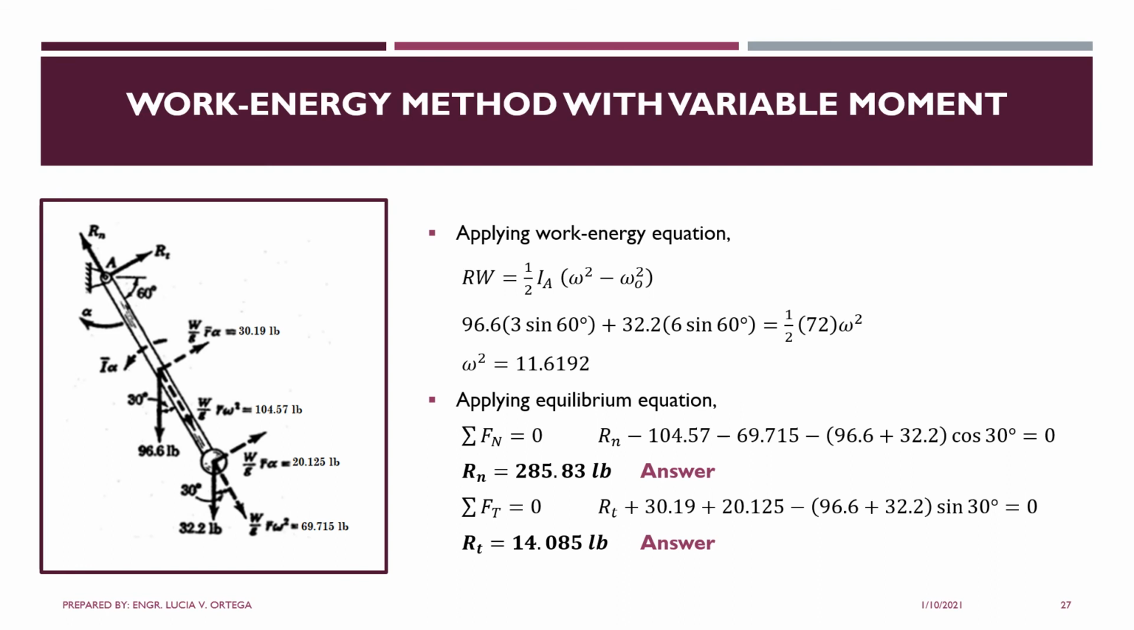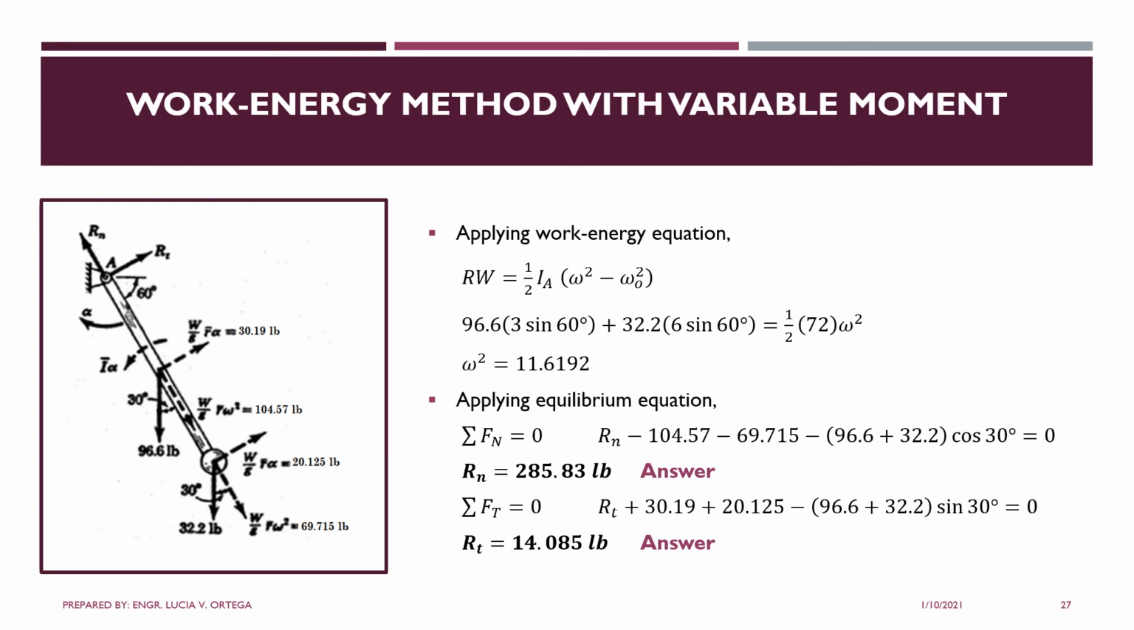Applying the work energy equation, the resultant work is equal to the change in kinetic energy. This is the equation for kinetic energy. So the resultant work: 96.6 times 3 sine 60 degrees. It is a vertical force, so you need the vertical distance. This vertical distance is 3 sine 60 degrees. Plus 32.2, the vertical distance is 6 sine 60 degrees, equals 1/2 times 72 times omega squared. Initial velocity is 0. So from that, you can solve for angular velocity, omega squared. So you substitute here.